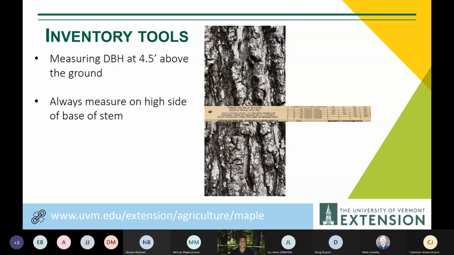and probably precise enough for the purposes of measuring number of taps per tree. A couple of things to keep in mind. You always want to measure on the high side of the tree, the high side of the base of the stem. So if you're on sloped land, you're going to want to make sure that you're on that high side, not on the bottom or on the side. And you always want to measure at 4.5 feet above the ground. That's the forestry convention for diameter at breast height. And this just allows for removing mistakes from tree to tree.